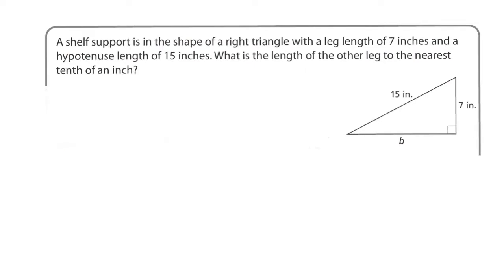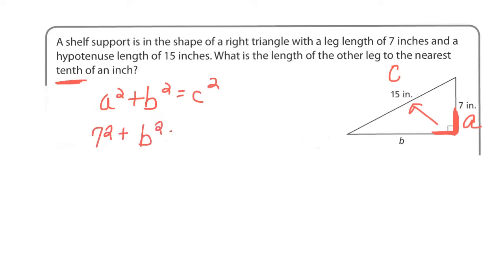Here's example number 3. A support shelf is in the shape of a right triangle, so there's already a triangle drawn for us, with a leg of 7 and a hypotenuse of 15. What is the length of the other leg to the nearest tenth? Since this already says nearest tenth, I know that it's not going to be a perfect square. I know it's going to be a decimal, but they've told me what to round to. They've also went ahead and labeled this leg as b. So I'm going to use my Pythagorean theorem. a squared plus b squared equals c squared. If this is b and these two form the right angle, I know that this has to be a, and this is my hypotenuse. This is my c. So a is 7, b is missing, and c is 15.